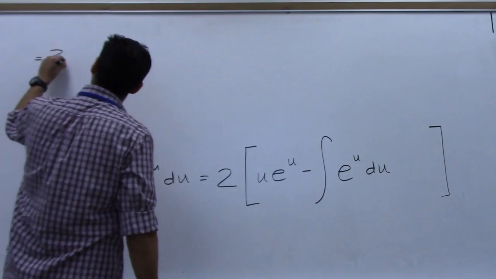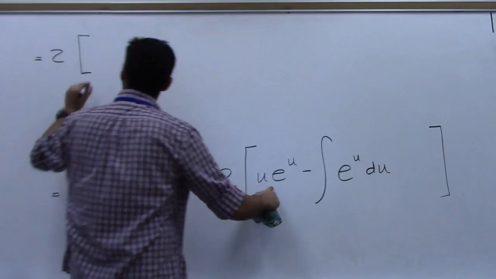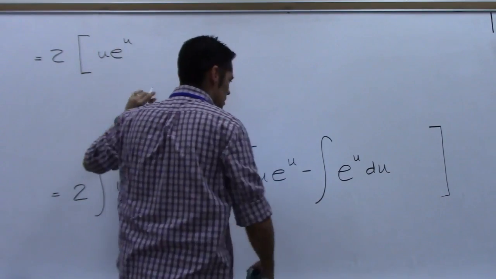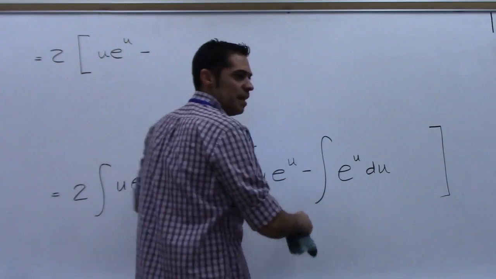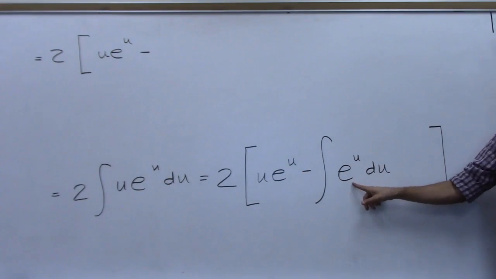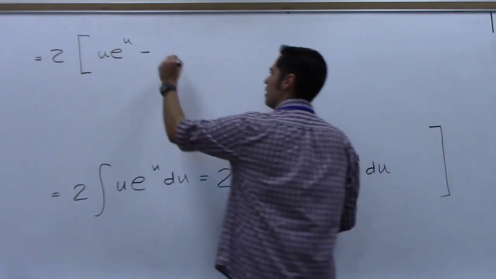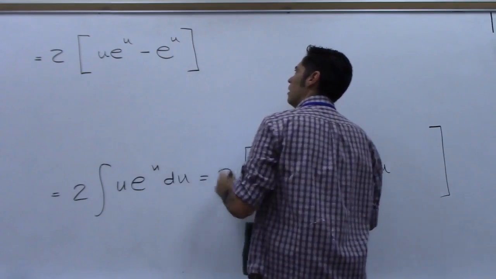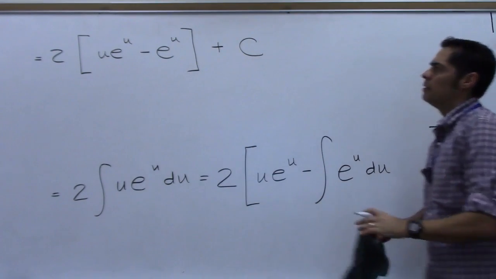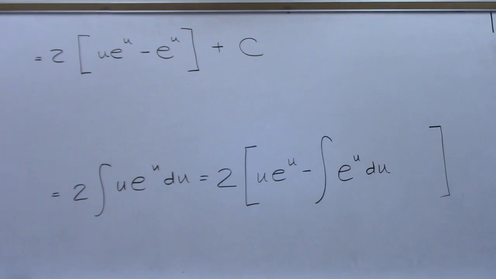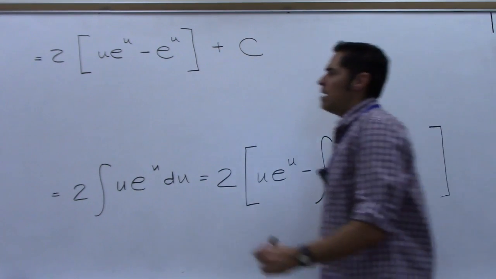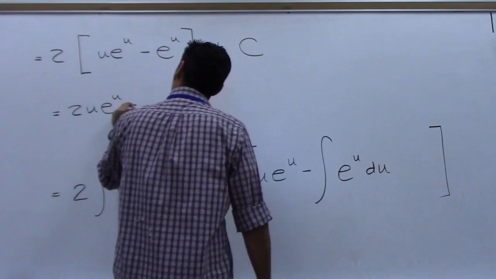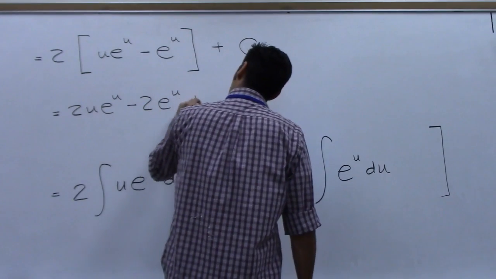So this becomes 2, let's see, u e to the u minus, what's the antiderivative of this? E to the u. So just here, plus a constant, right? I'll do that at the end. In fact, I'll put it right here. And now I'll pass the 2 through. 2u e to the u minus 2e to the u plus a constant.